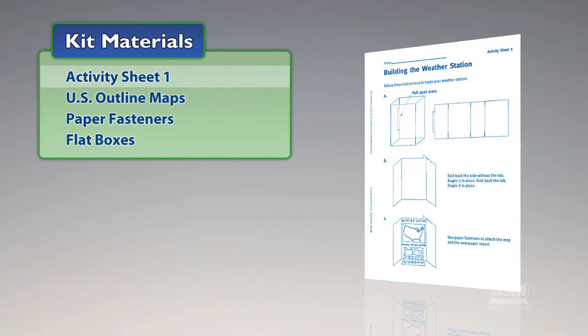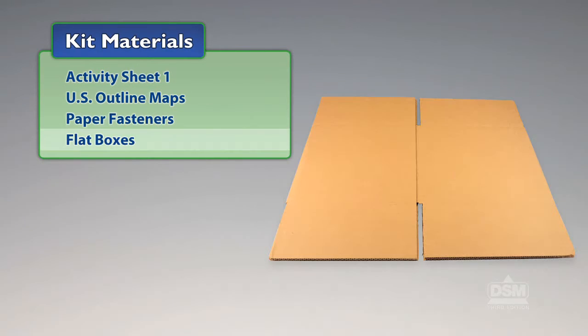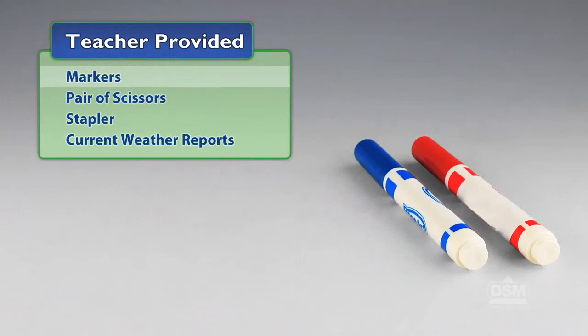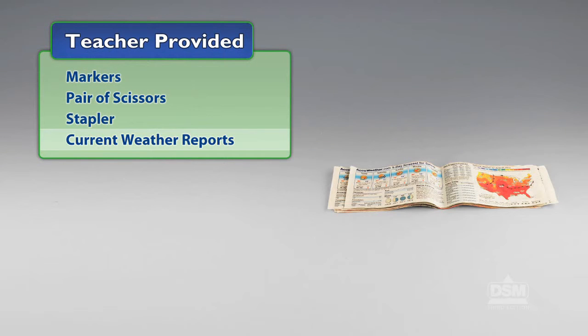You will need the following materials from the kit: Activity Sheet 1, U.S. outline maps, paper fasteners, and flat boxes. You will also need to provide markers, a pair of scissors, a stapler, and current weather reports.